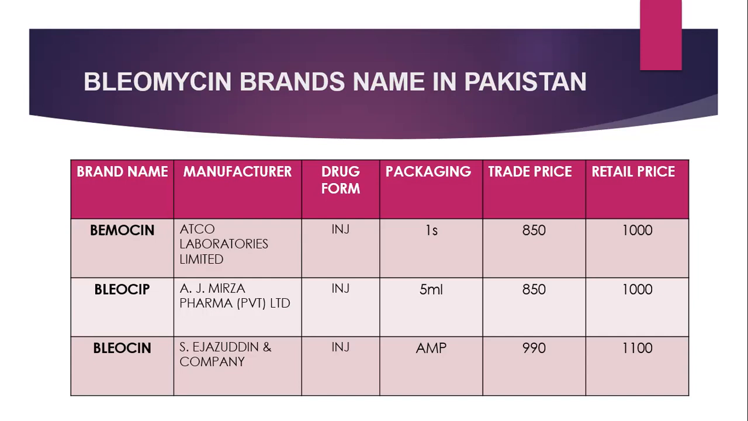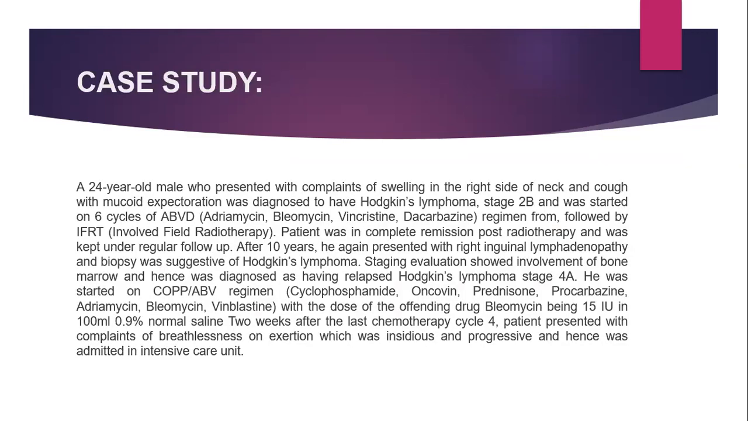Economically, all of these are in the same range. The trade price is between 850 and 1000 or 990, and the retail price is from 1000 to 1100. Now, as we all know, bleomycin is a glycopeptide that inhibits DNA. What are the rational uses? It is used for Hodgkin lymphoma and testicular carcinomas. There are some adverse effects, irrational use, and no antidote; we have learned all these things.